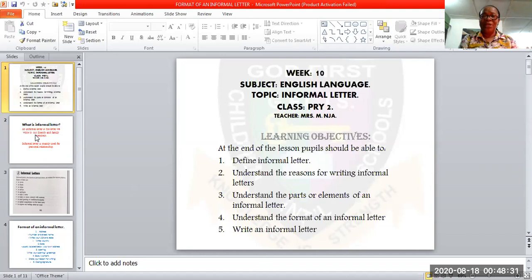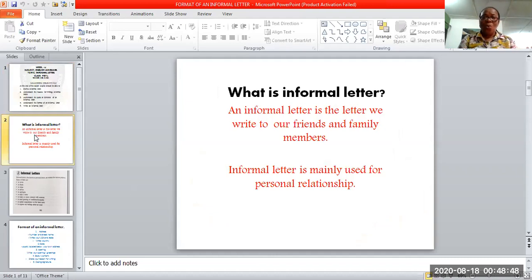Remember, we are learning English language today. English language is the title for informal letter. The topic or title is informal letter. Are we clear? So let's write on. What is informal letter?